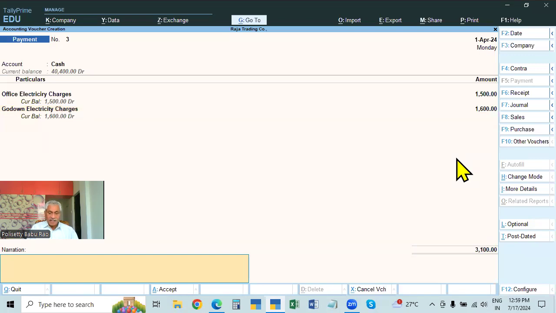But here simply we can write the narration: electricity charges paid for office and godown.